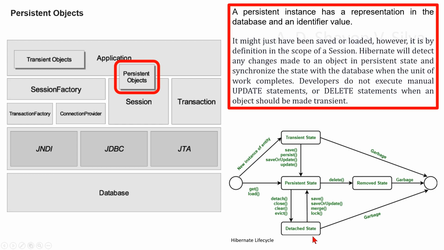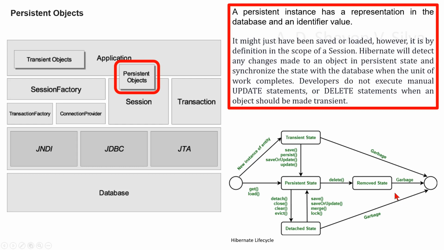To reconnect the detached object to a new Hibernate session, we will use the following methods: merge, update, load, refresh, save. Following are the methods used for the detached state: session.detach, session.evict, session.clear, session.close.